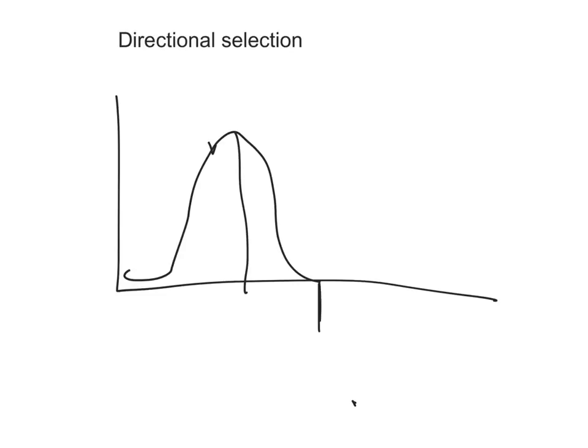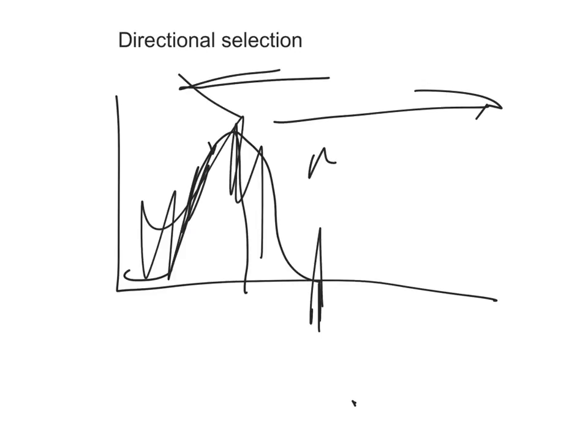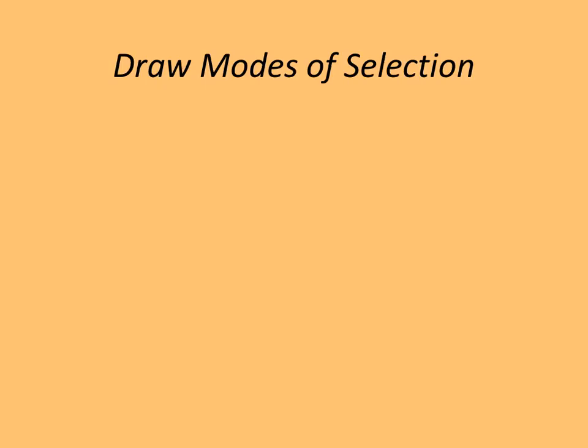So, things have shifted from here towards this way. If the climate got colder, you could also have directional selection going the other way, where everything shifted. What would happen is that all these would die. You'd have a few individuals here. They would leave more offspring, and eventually the population would shift to the right.